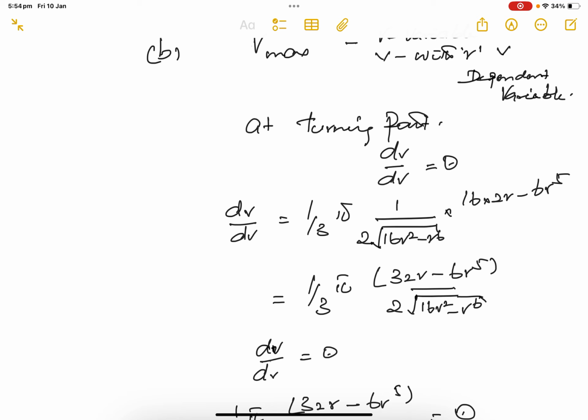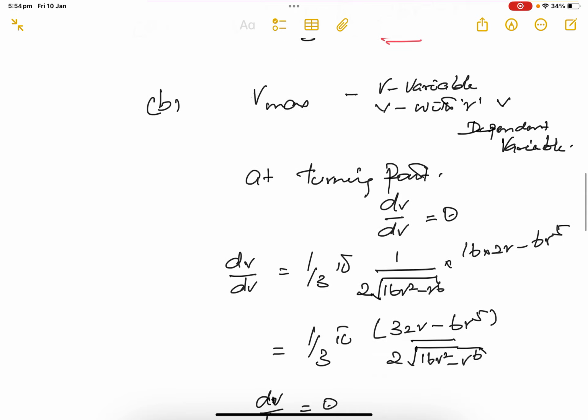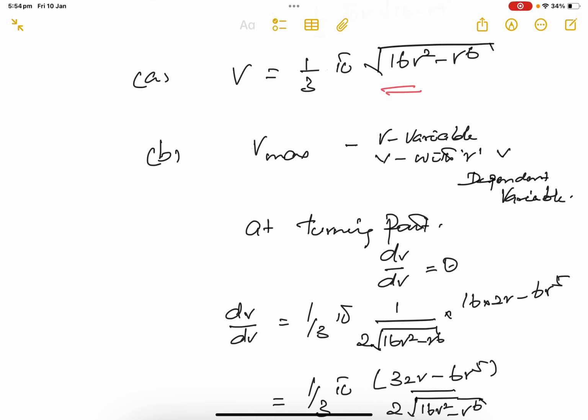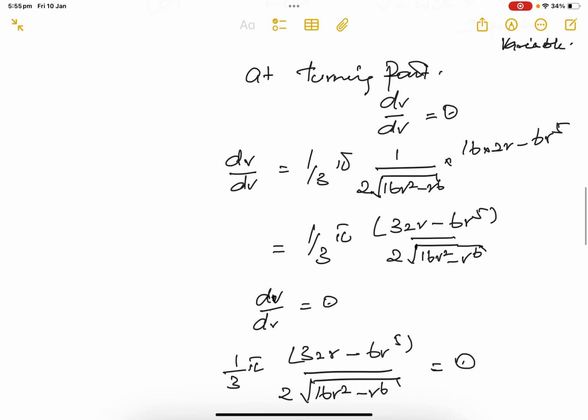So dV over dr, if we differentiate that, 1/3 pi, I have written the square root of 16 r squared minus r to the power 6, direct differentiation.